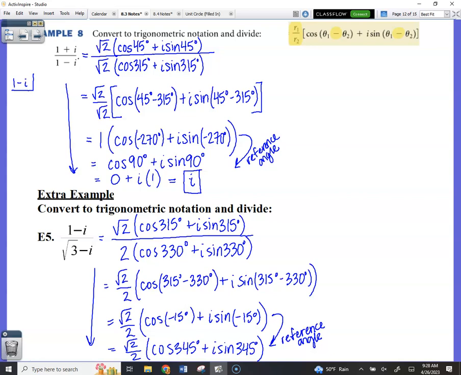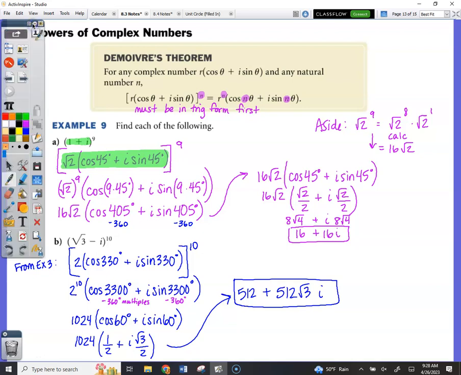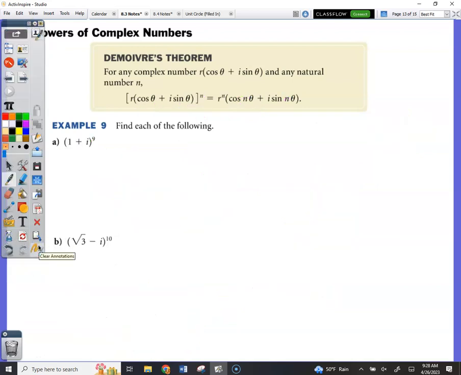Guys, can I show y'all real quick 9A? Because it's not bad at all. Can I show it to you? Do you mind? If I ask you to take a trig notation and raise it to a power, again, there's just a formula.